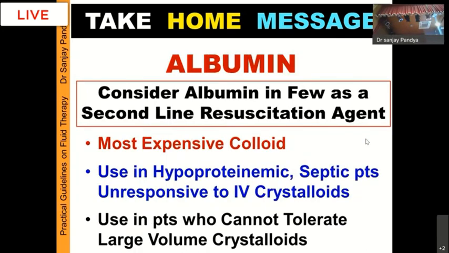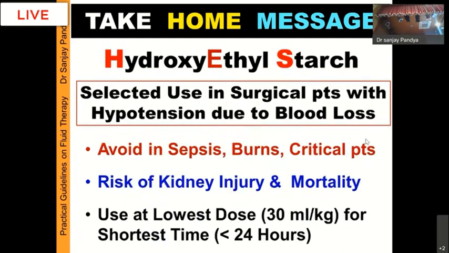Albumin, best as a second line, not as a first line. Very expensive. Used in a hypoproteinemic septic patient, cirrhotic patient, unresponsive to IV crystalloid, as a second line, along with the crystalloid. The patient who cannot tolerate a large amount of fluid.